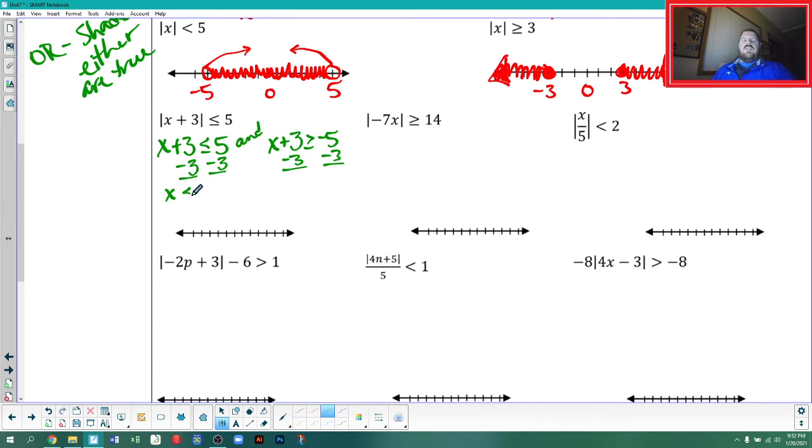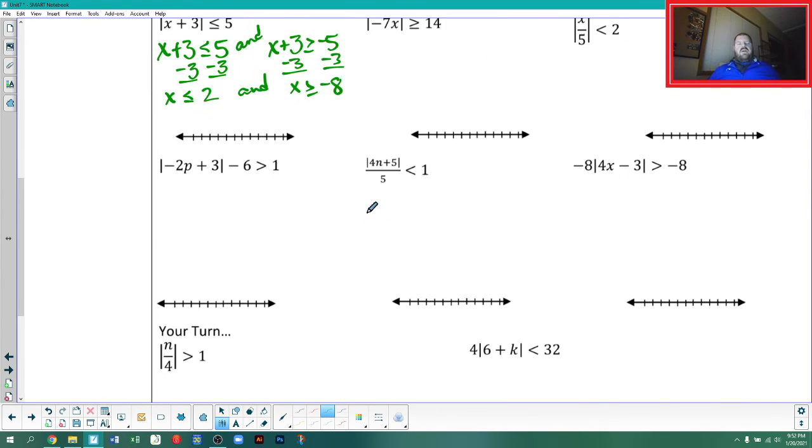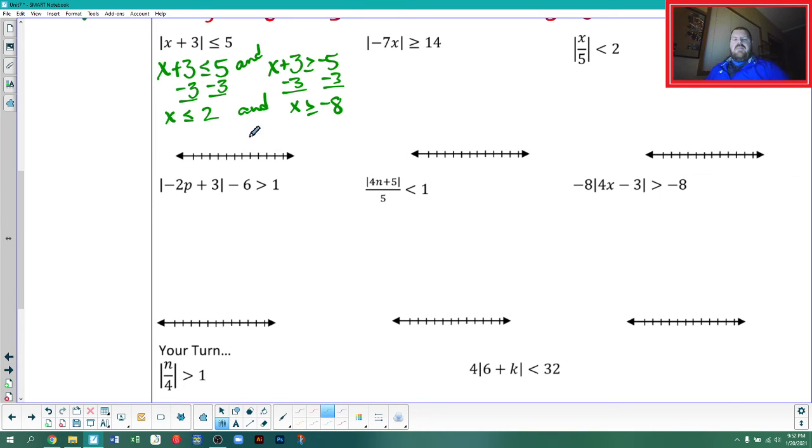That's going to give me x is less than or equal to 2 and x is greater than or equal to -8. So that I don't have to count out units here, I'm just going to put units where they kind of make sense. I'm going to say that 2 is there, and I'm going to say that -8 is right there.